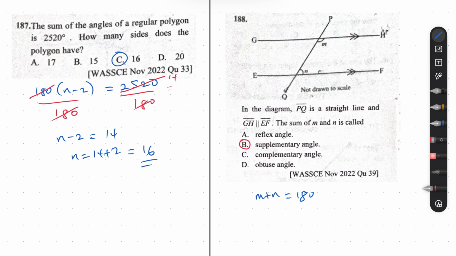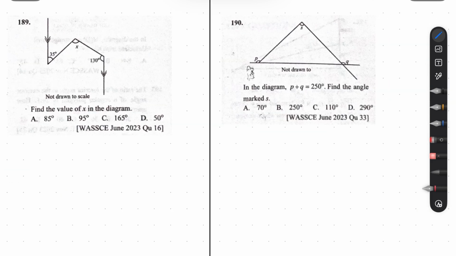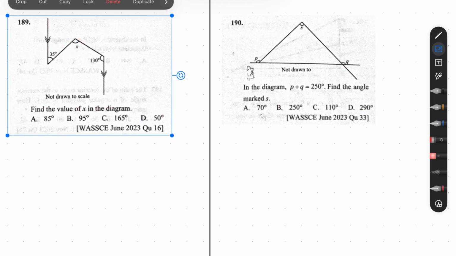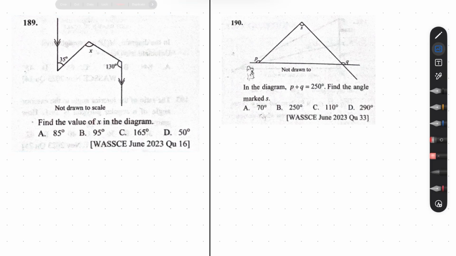Let's move on to question number 189. The question says you should find the value of x in the diagram. So we need to find this. Let's try to just work around this diagram. Now let's draw a straight line through this x, say that it is parallel to this line and this line. So if we do that, we would have it like this.